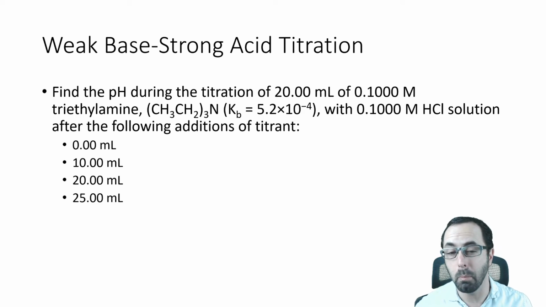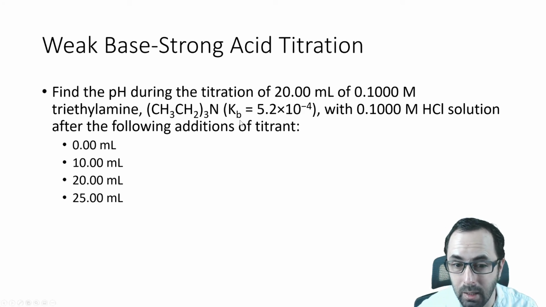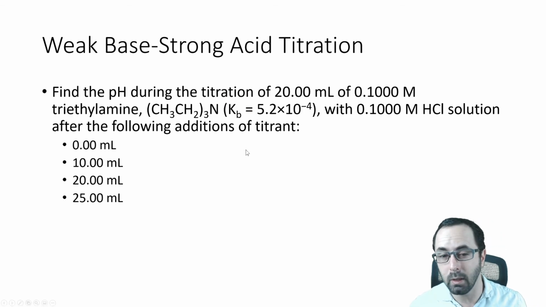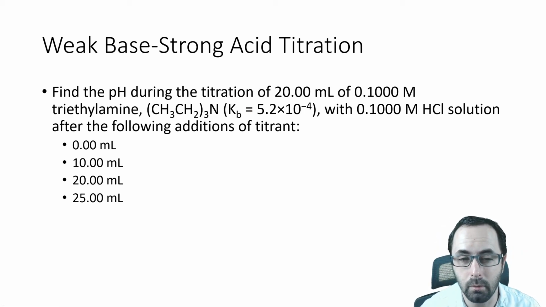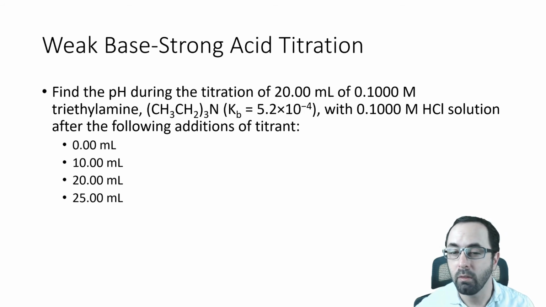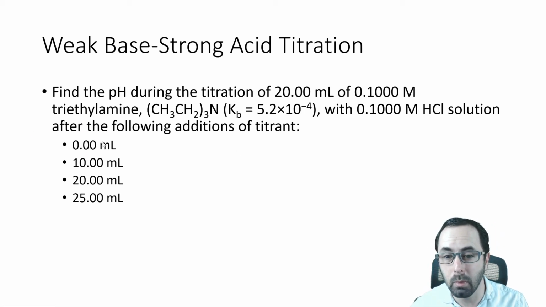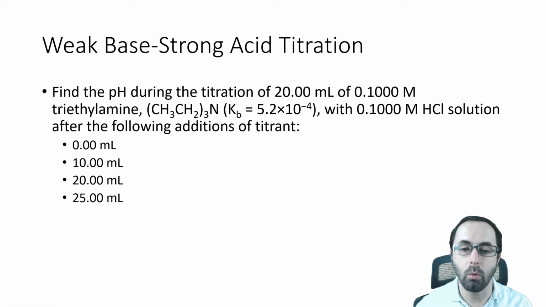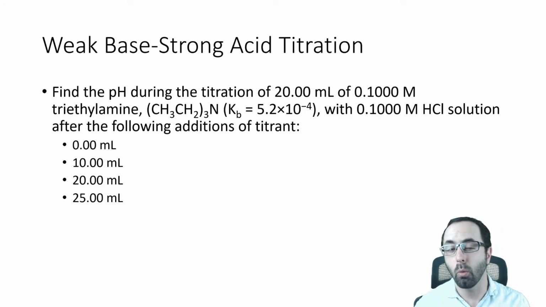For example, we're dealing with a base here, so we're going to have a Kb for our base, not a Ka, because it's not an acid. But the general feel for the steps will be the same. We need to evaluate whether we are before the titration has started, for example, with 0 milliliters of our titrant added, whether we're before the equivalence point, at the equivalence point, or after the equivalence point, because the way we approach the second step, the equilibrium step, will depend on where we're at in the titration.